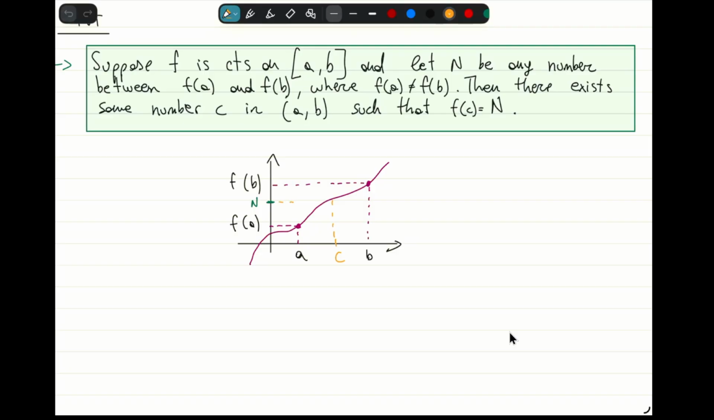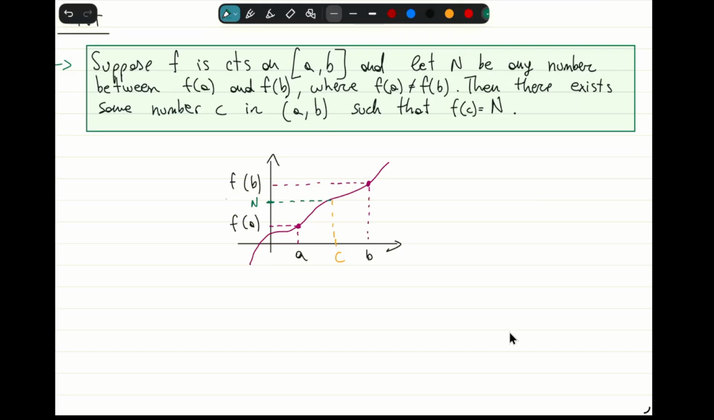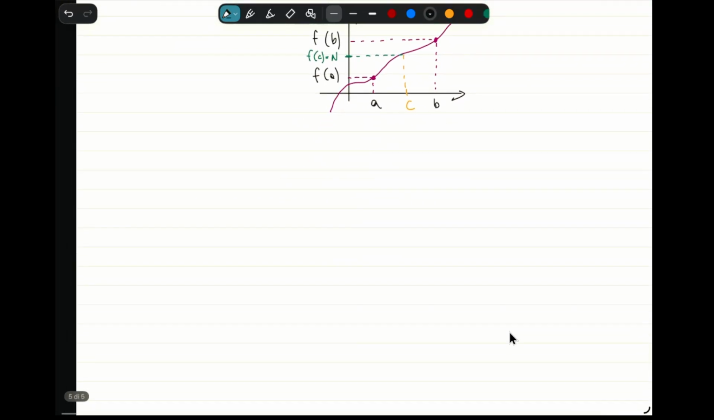So okay, I want to draw it in green. F of c, so the value evaluated at c will be n. And I think this is pretty weird when you first look at it from the theorem, but if you see a picture it becomes a lot more clear.